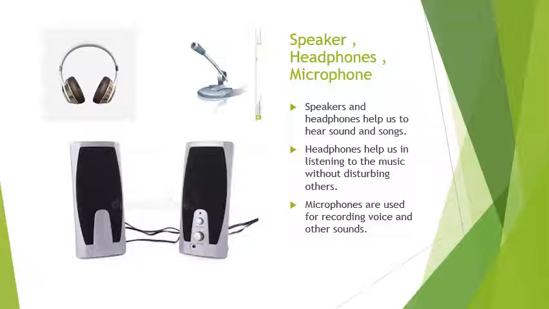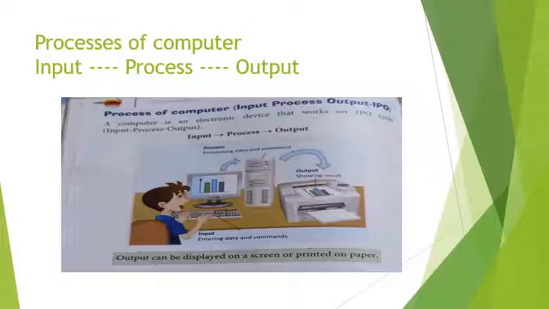Headphones help us to listen to music. You can see the picture of headphones. So this is another way to listen to the music and also without disturbing others. Then we have microphones. These are used for recording voice and other sounds. So all these are parts of computer that make computer a very useful thing nowadays.